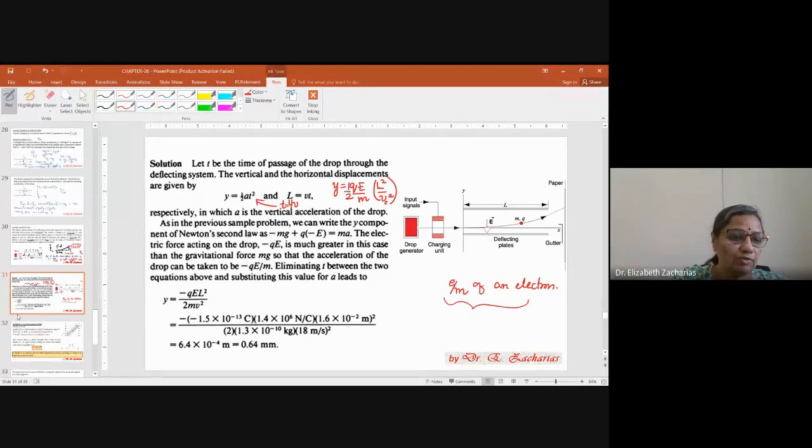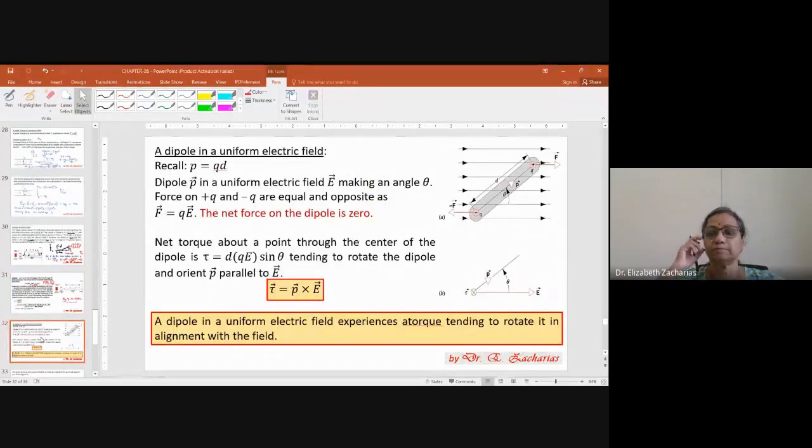Now, today's class is not going to be a long one, it's a short one. We'll be finishing this chapter. Sometime back, I think 2 classes back, we talked about what is a dipole. A dipole is a molecule that behaves as if there is a positive and a negative charge separated by a distance d. And we talked about the dipole moment. Dipole moment is q into d. The unit is coulomb meter. It is a vector, and its direction is from the negative charge to the positive charge.